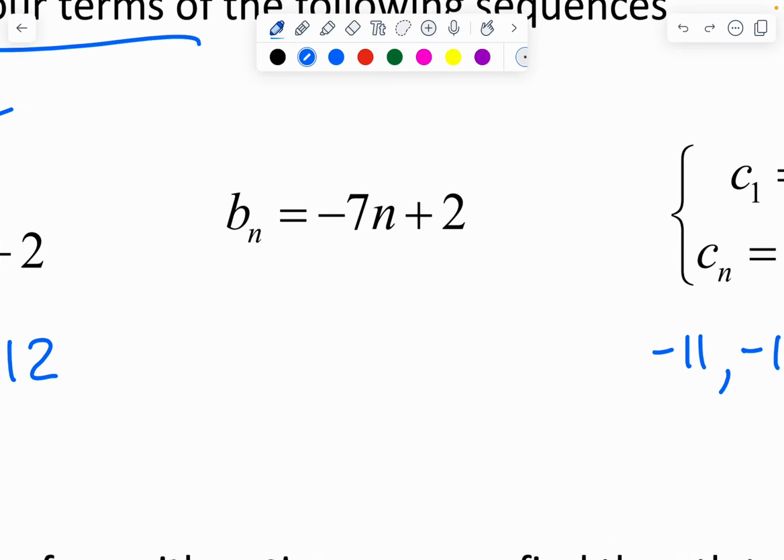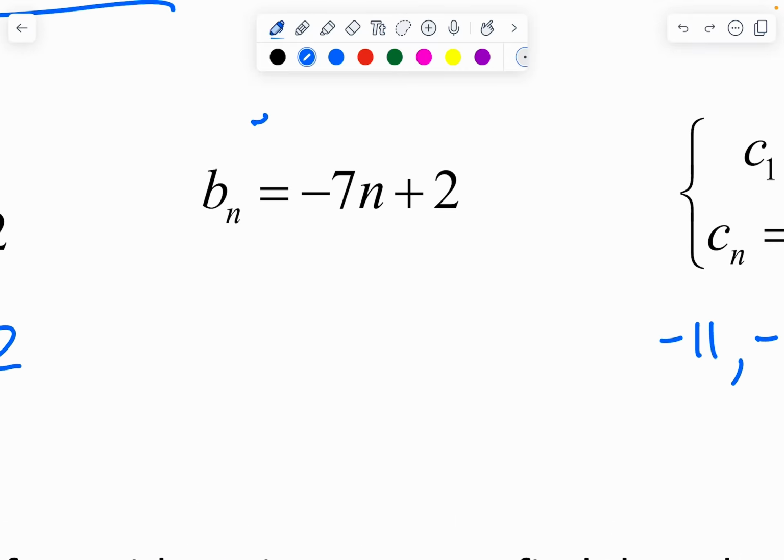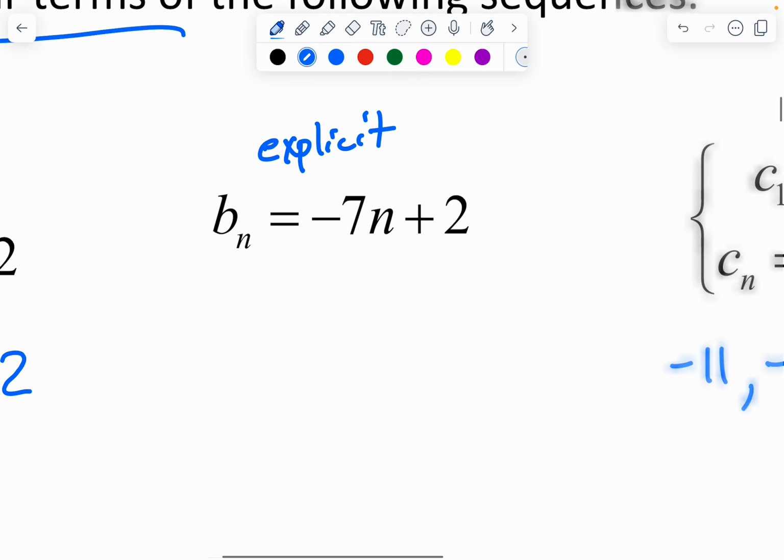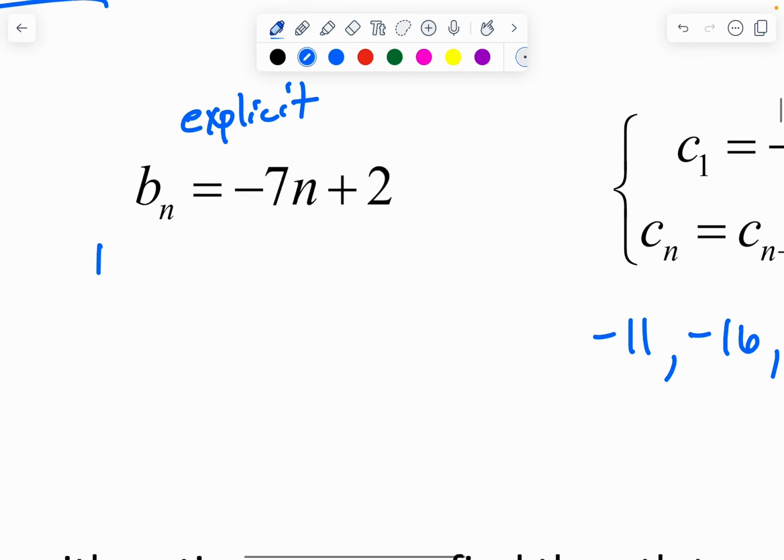The other one is what we call an explicit formula. The advantage of an explicit formula is it helps us find some random term. It's not quite as obvious, and we can't generate the terms quite as quickly as we could here. But we can say our first term, b sub 1, is going to be negative 7 times 1 plus 2, which is equal to negative 5.